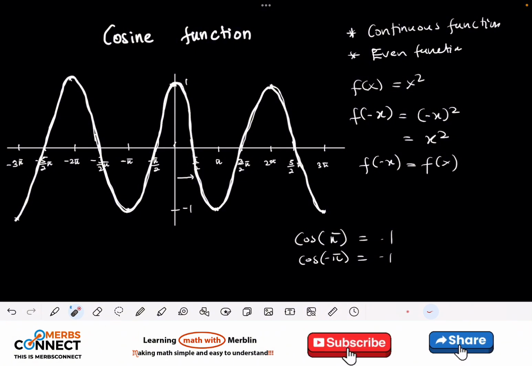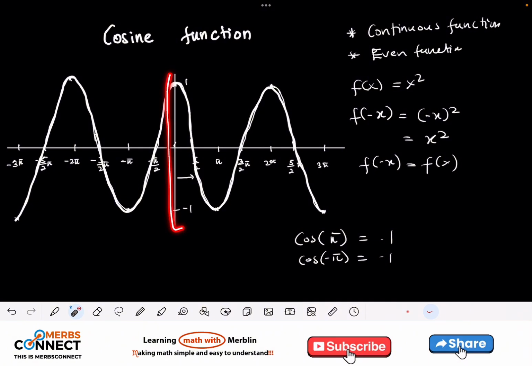So the only difference between cosine and sine is that they are both continuous functions, but the sine function is an odd function, and the cos function is an even function, right? So that is the idea. Because it's an even function, when I'm evaluating it at a negative value, I don't get bothered, because it's the same as evaluating it at the positive value.